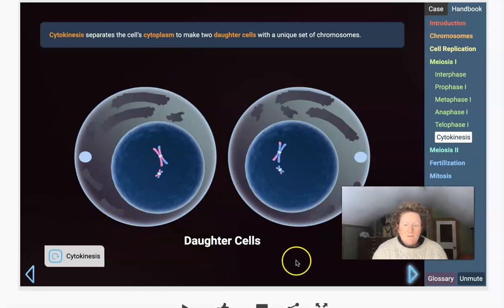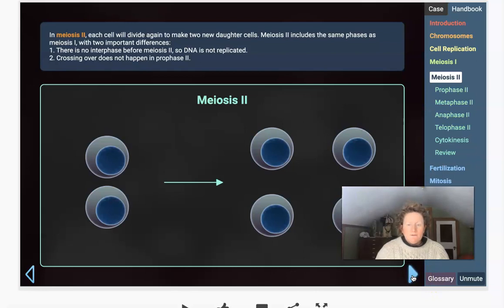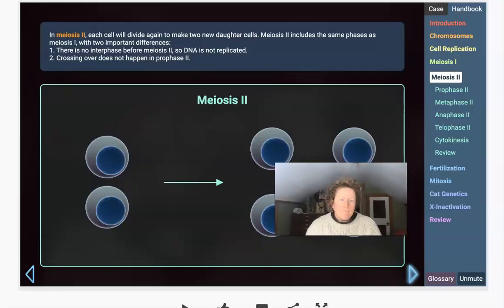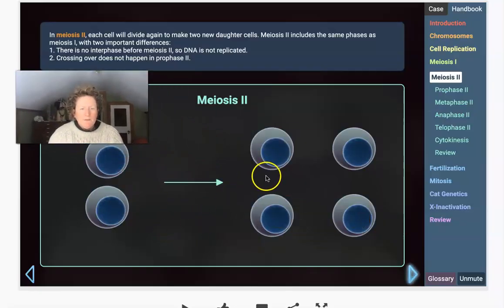Now we have to go to meiosis 2 and do another separation so we get down to 1N. Right now, all of these are 2N, and we have to get down to a situation where we have 4 cells that are 1N each. So each cell will divide again to make 2 new daughter cells. Meiosis 2 includes the same phases, but with 2 important differences. There's no interphase, so you don't double your DNA. Crossing over doesn't happen in prophase 2.